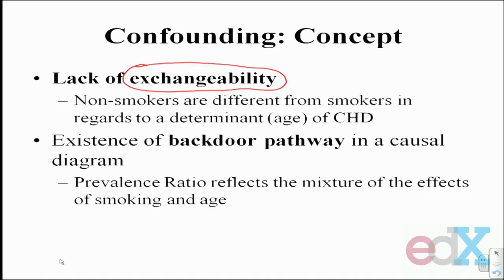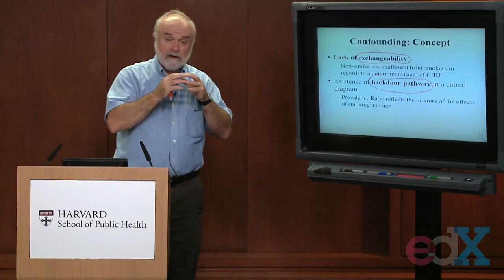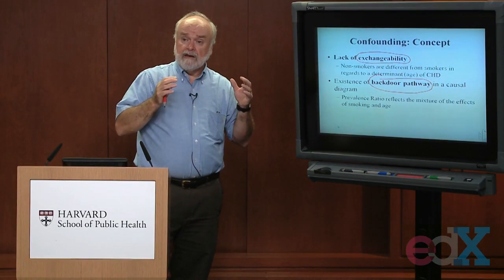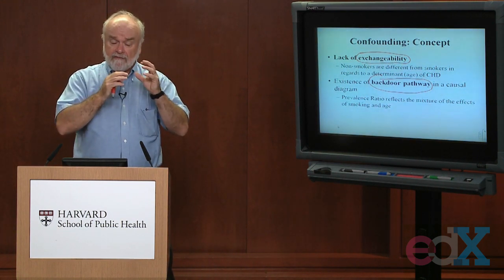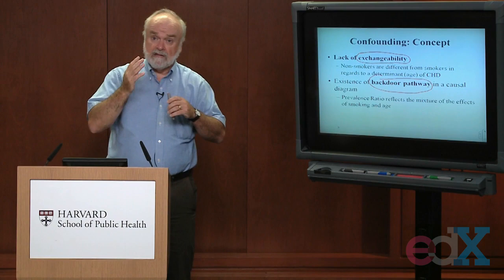In terms of that picture, it means there's this backdoor pathway, this other mechanism to explain why we might see an association between smoking and heart disease that has nothing to do with the effect of smoking. It's entirely perhaps due to the fact that the smokers are younger, and younger age brings less risk of developing heart disease. And the problem with confounding, when we have it in a study, is we have to separate the effect of smoking itself on our outcome from the effect of the confounder, in this case, age, on the outcome.